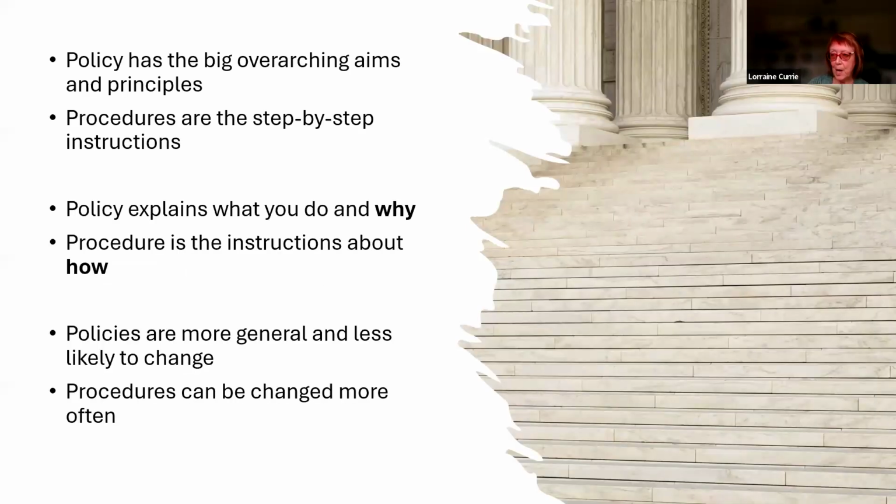So in general, a policy is the big thing. It's the big idea. It's the big overarching aims and principles. So it's the great big thing that sits at the top. And then the procedures are the step-by-step instructions. Well, that's a great idea. How are you going to do that idea in practice? So a policy explains what you do and why, and then the procedure would give you the instructions about how. So how do we do that in this place of work where we are?